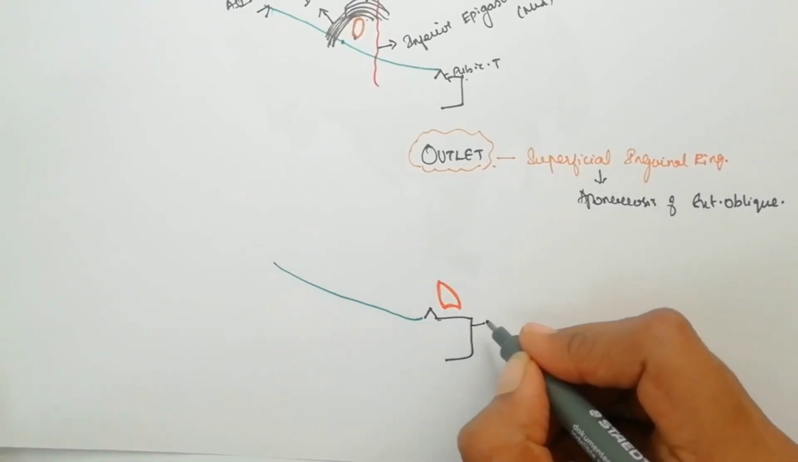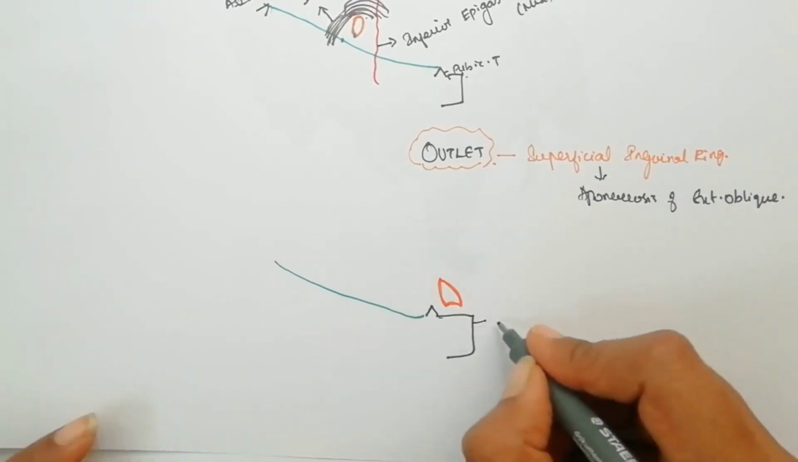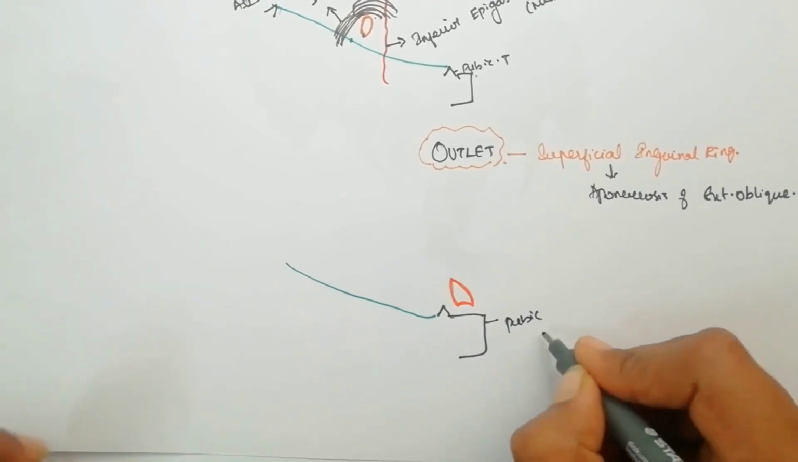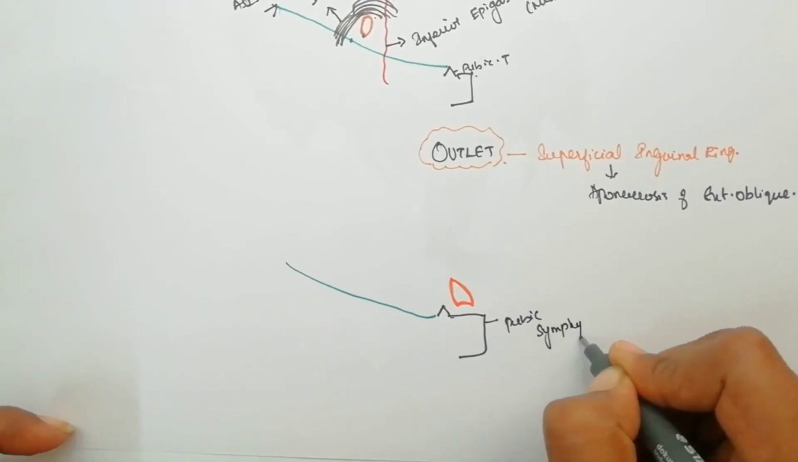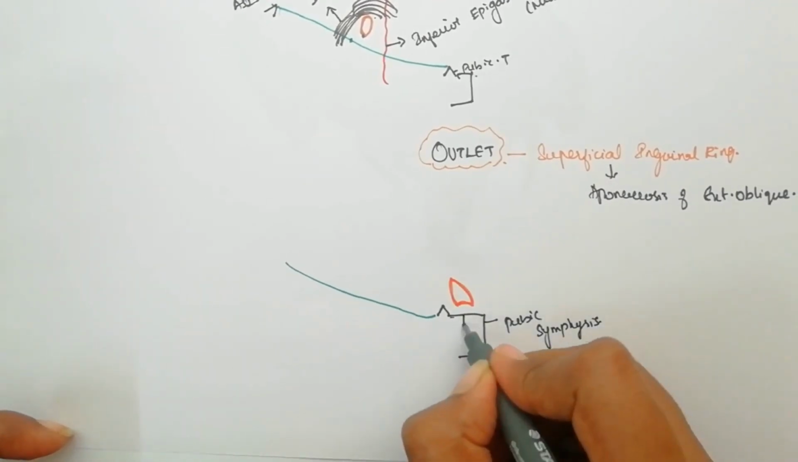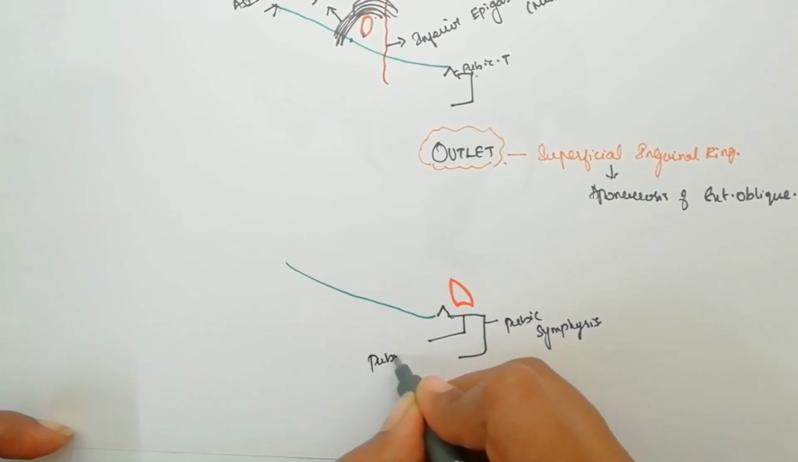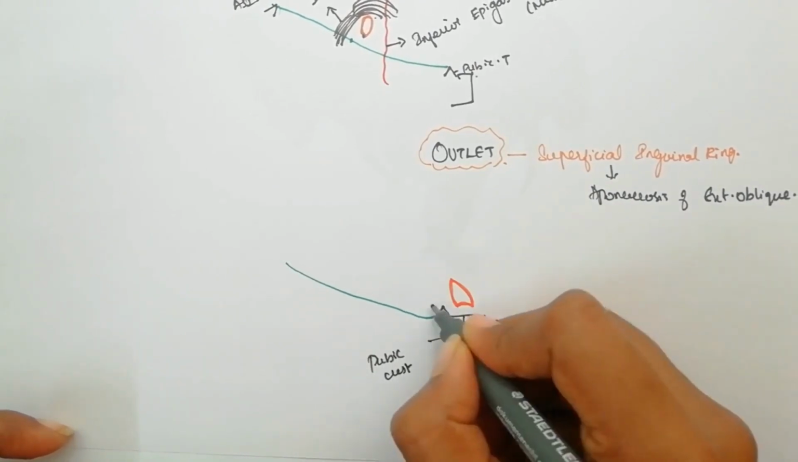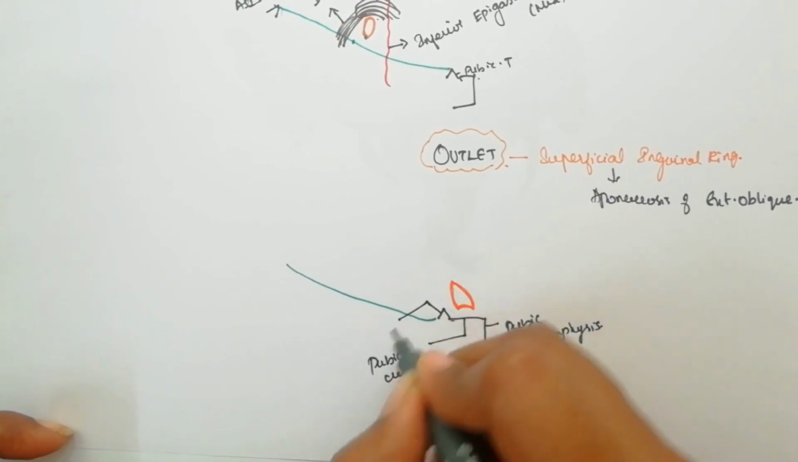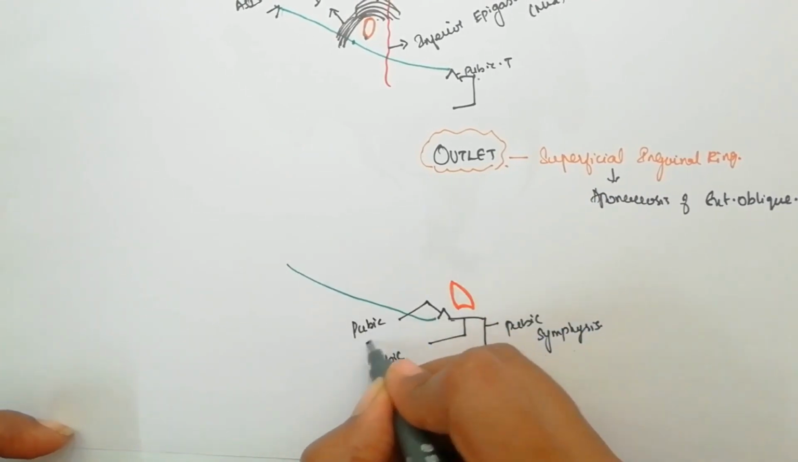So this is the pubic symphysis, and this is the pubic crest, and this is the pubic tubercle.